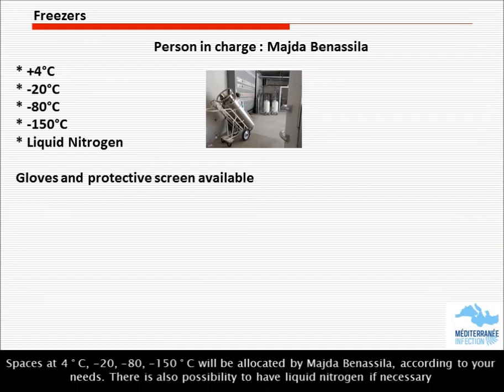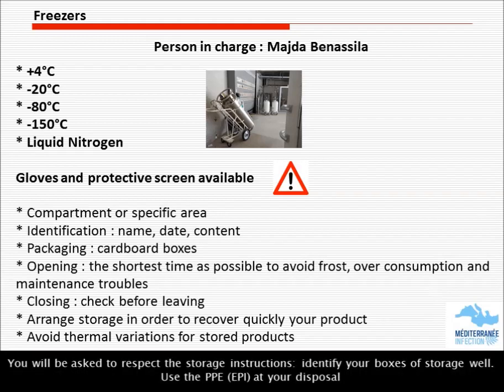For cold banks, spaces at 4 degrees Celsius, -20, -80, -150 degrees Celsius will be allocated by Majdi Benasua, according to your needs. There is also the possibility to have liquid nitrogen if necessary. You will be asked to respect the storage instructions. Identify your storage boxes well. Use the personal protective equipment, PPE, at your disposal.